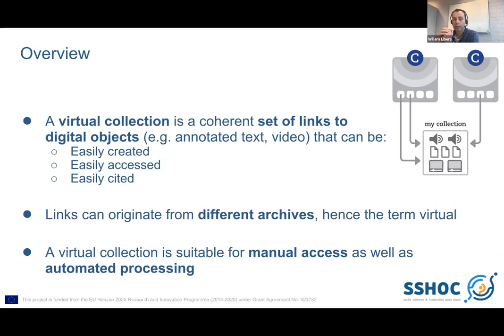So you can use a virtual collection to basically aggregate a set of links over multiple archives or data repositories. The virtual collections are suitable to access manually as well as automatically. Manually via the virtual collection registry that we will talk about in the rest of the presentation, and automatically either via an API where we offer virtual collections in a JSON format or a CMDI format, or via OAI-PMH. So the virtual collection registry also offers an OAI-PMH endpoint that can be harvested.